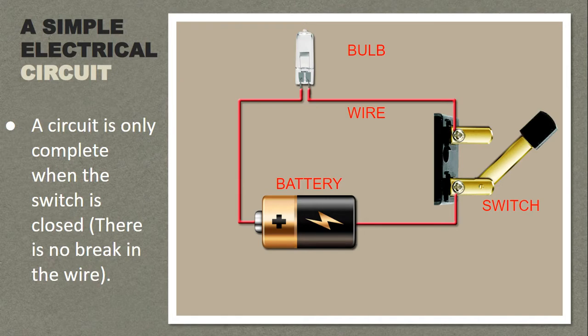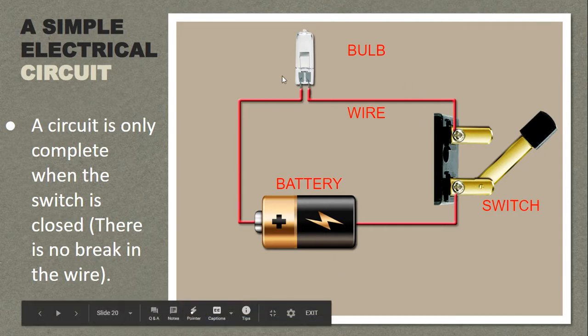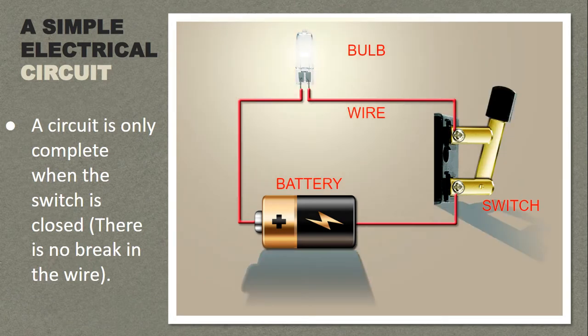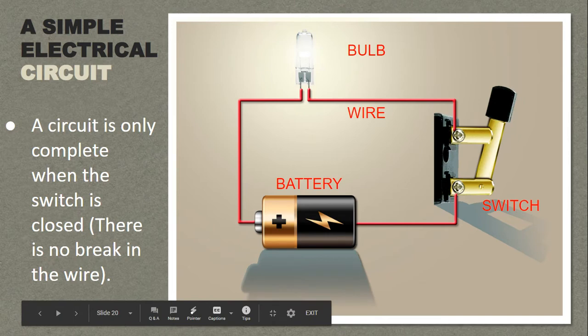All right, so here's a simple electrical circuit. I have a few different things here. I have a bulb, I have a battery, I have a switch, and then wires which connect them all. Right now the switch is in the open position. If I click the switch, now the switch is closed, and the electricity can flow from the battery through the switch, through the bulb, and then back to the battery.